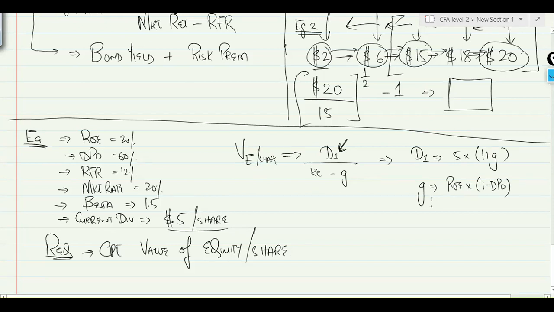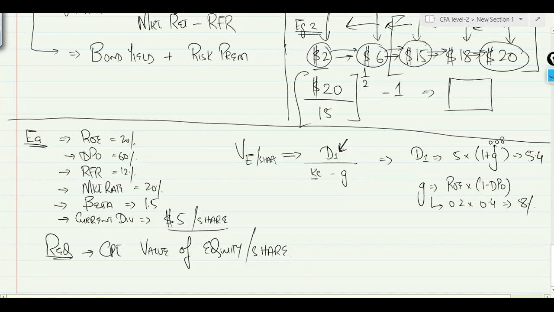G is equal to return on equity multiplied by 1 minus DPO. So if I solve this, 0.2 multiplied by 0.4, this would be 8%. So I can plug in growth over here, 0.08. So 5 into 1.08 is equal to 5.4. The next year dividend is 5.4.